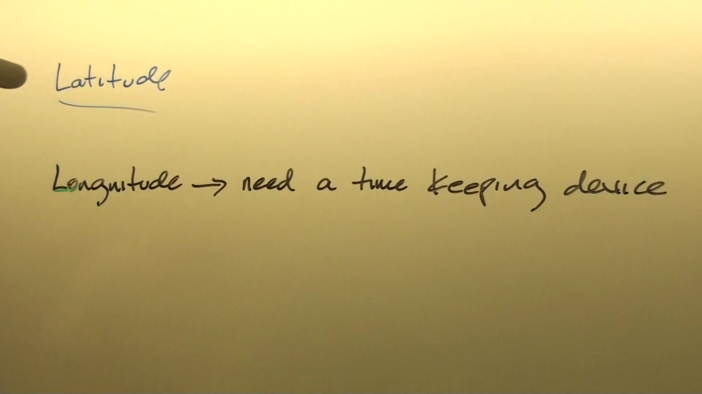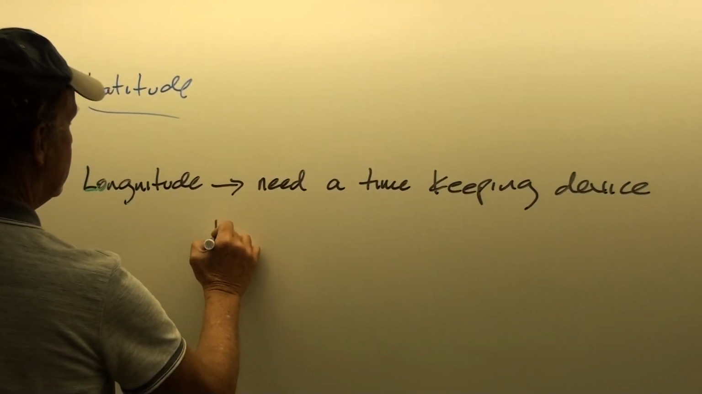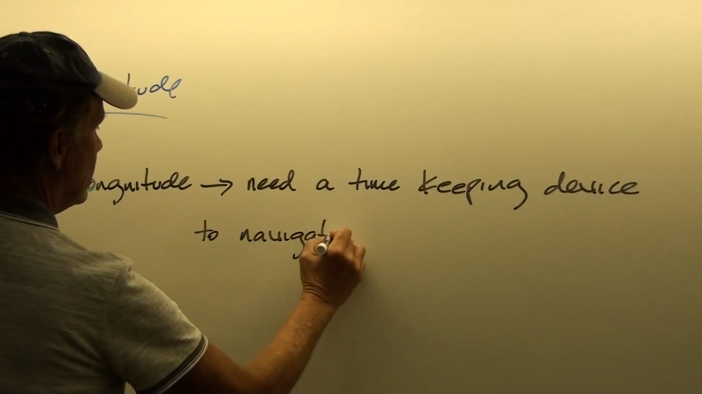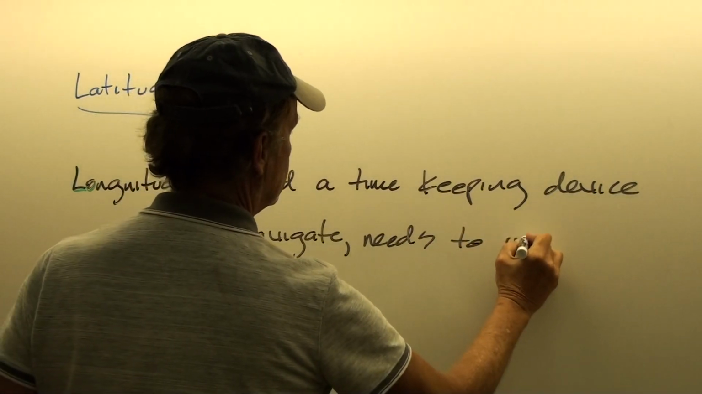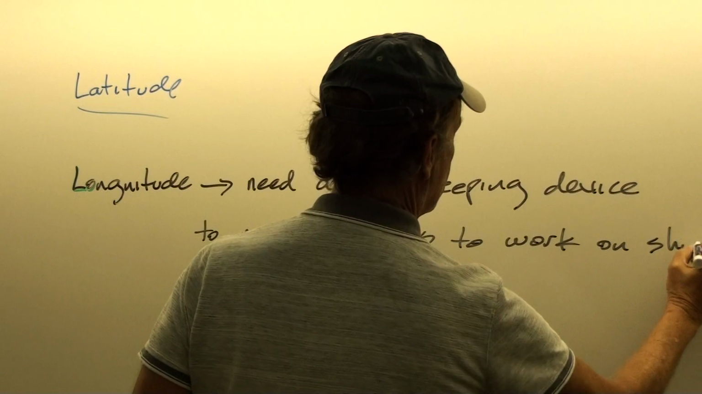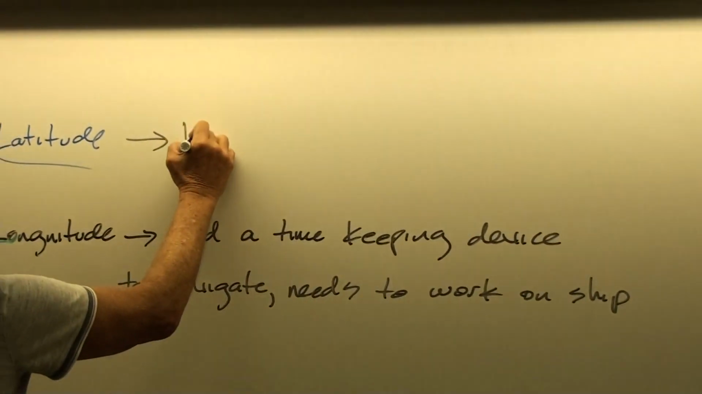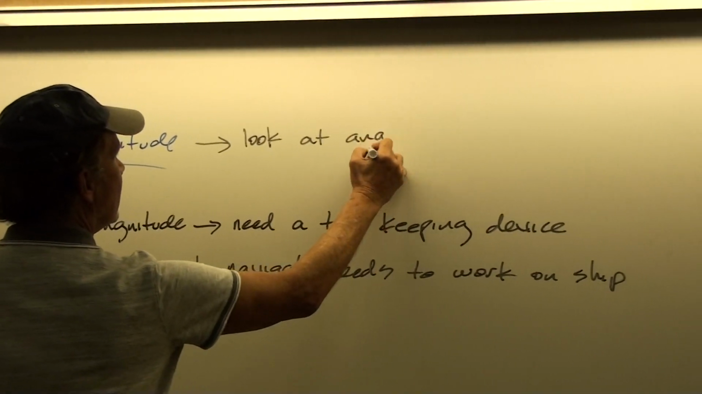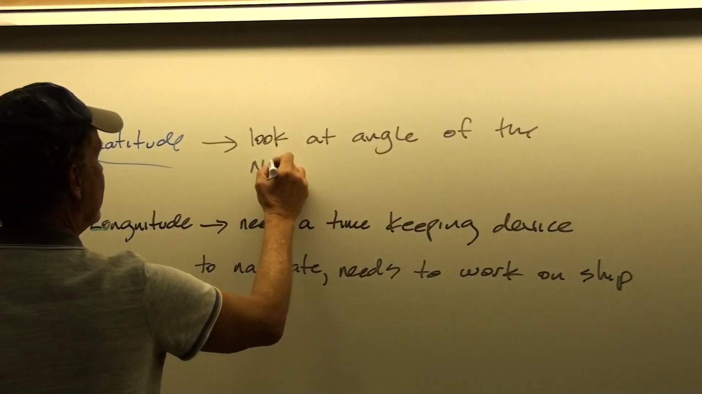And if we're trying to navigate on a ship, it needs to be able to work on a ship. So we've got part of the problem solved. With latitude, you just look at the angle of the North Star above the horizon.